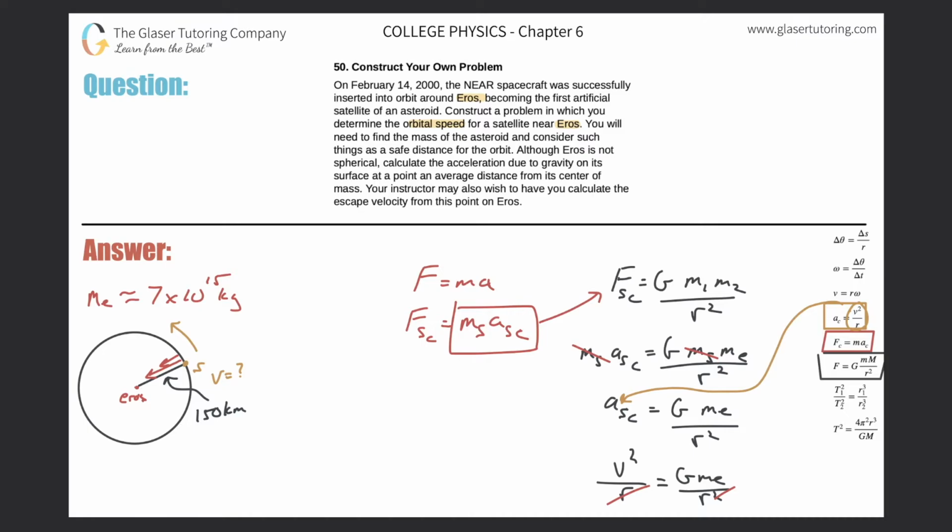One of them cancels on both sides. So now I'm left with something that looks like v squared is equal to the gravitational constant multiplied by the mass of Eros all over r. Again, to solve for v, what would we have to do now? Mathematically, take the square root of both sides.